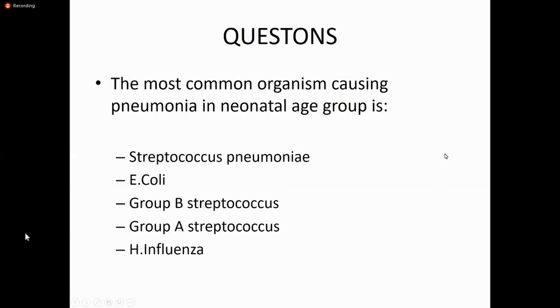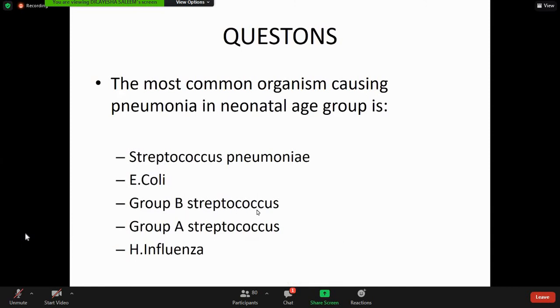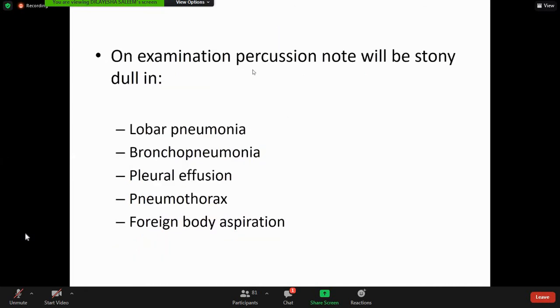Okay, now the questions. If you can recall, you can answer. I mentioned at the beginning of the talk the most common organism causing pneumonia in the neonatal age group. Can anyone answer? Streptococcus pneumoniae, E. coli, group B Streptococcus, group A Streptococcus, or Haemophilus influenzae? Yeah, group B Streptococcus is the correct answer, option C. This is the most common organism in the neonatal age group.